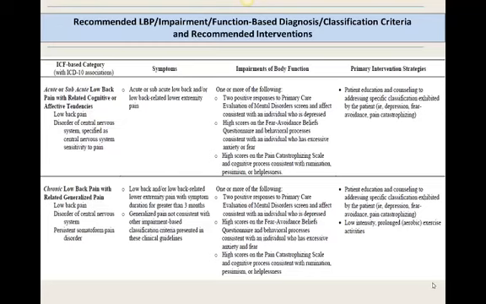Chronic low back pain with related generalized pain. These patients typically do not follow a clinical pattern of mechanical low back pain. They may have disorders of the central nervous system where they have more widespread pain. And again, these patients may be positive for screens such as depression, high scores on the fear avoidance beliefs, or high scores on the pain catastrophizing scale.